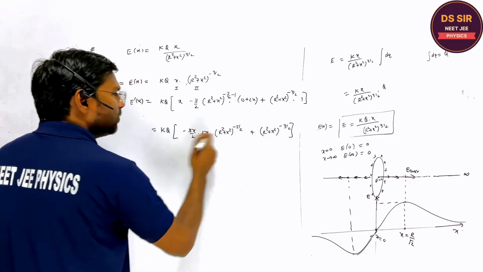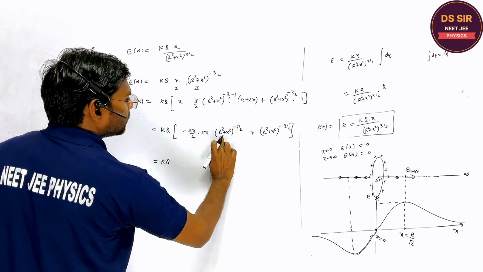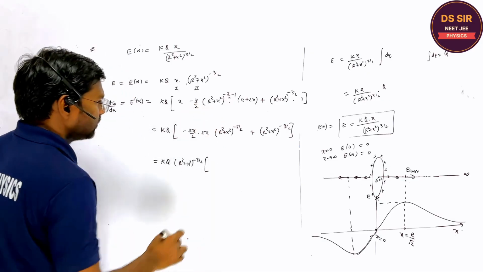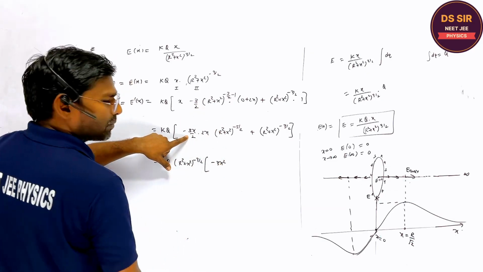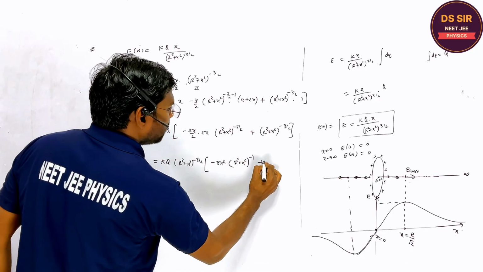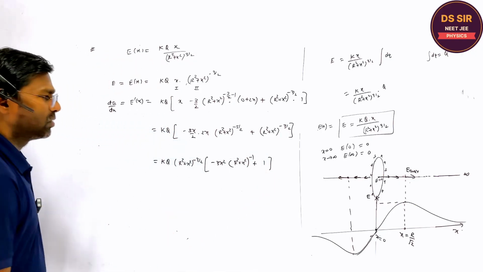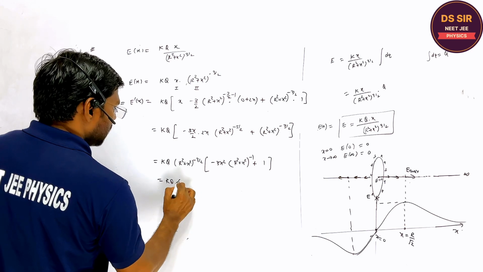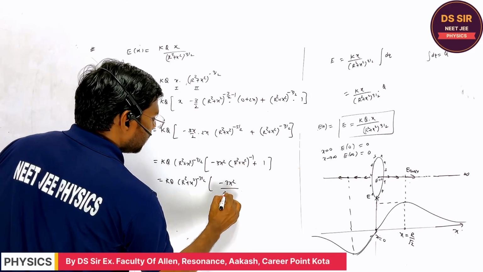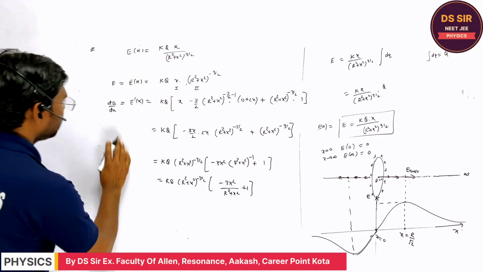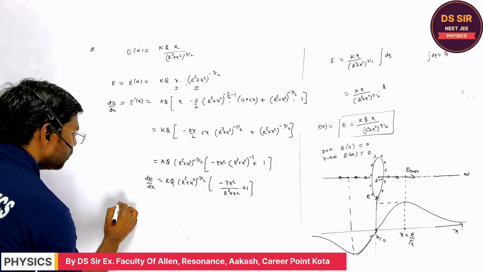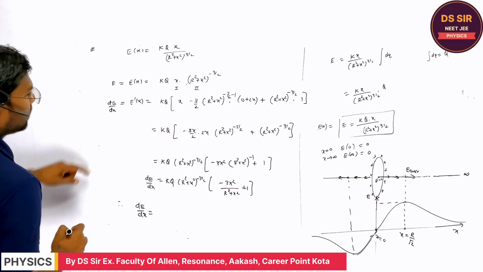So taking kq and the common factor (r square plus x square) raised to the power minus 3 by 2, here it is minus 3x square divided by (r square plus x square), plus 1. Is it clear or not? So this is equal to kq (r square plus x square) raised to the power minus 3 by 2 times (minus 3x square divided by r square plus x square, plus 1). This is dE upon dx. To find the maximum value, you have to set dE upon dx equal to 0.